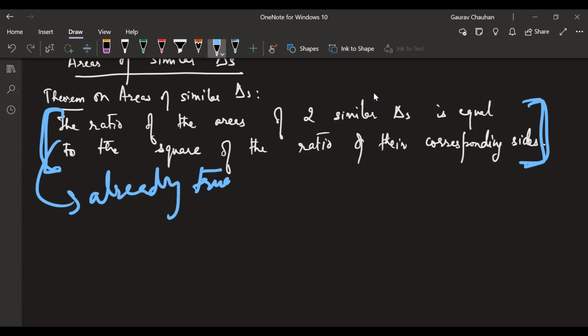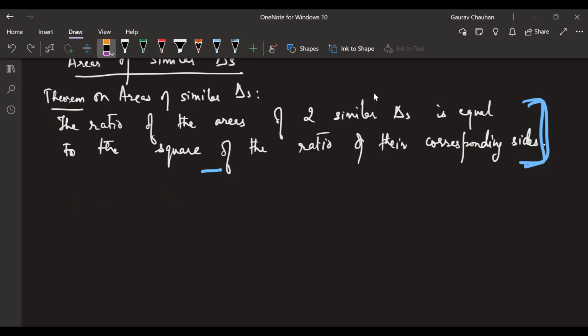If you think it is already true, then yes, we can say that this is also given, but we don't know. We have not yet proved this. So for our purposes, this statement is not yet true. It is something which has to be proved. Hence, we are going to split this statement into given and to prove parts.